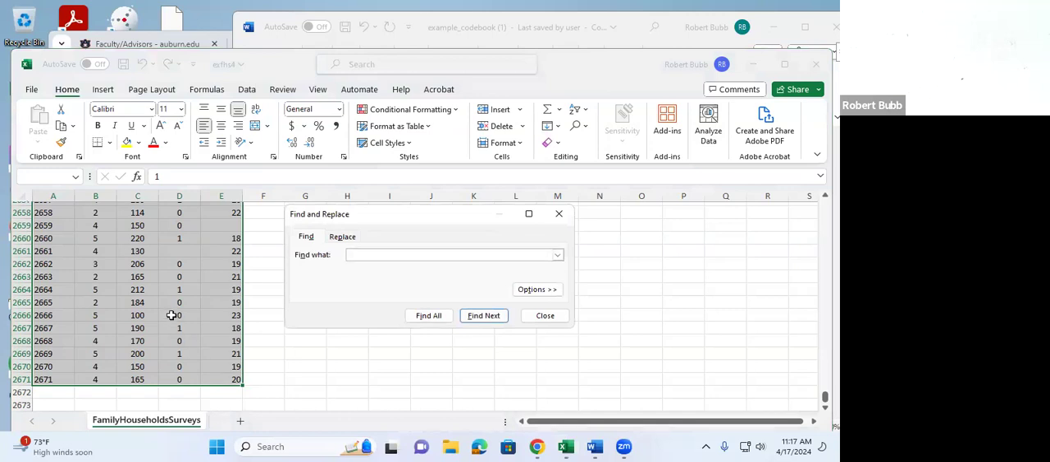That will give us our find. Go to your replace tab. We're replacing blank cells, so we're not going to put anything in there, and we're going to replace it with a value that is not in our data set. Usually a negative number works, right? -9, -99, -999, any of those will work.